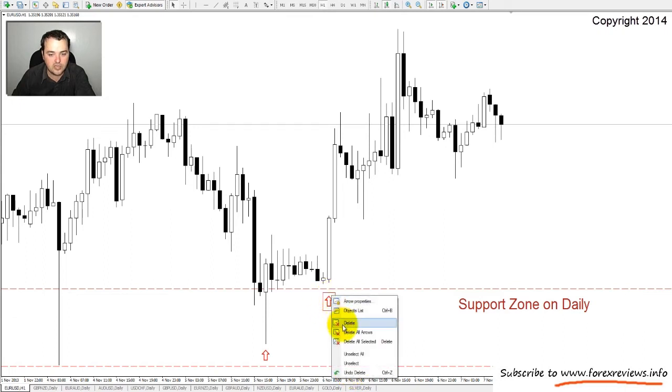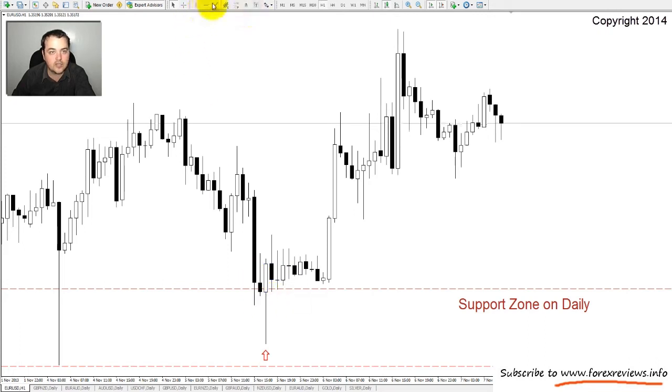So let me get rid of this one now, and we'll just take the first signal. It's nice and clear. Now, if you get an engulfing candle, which is also a pin bar, that is fine. They're great. They work really great.